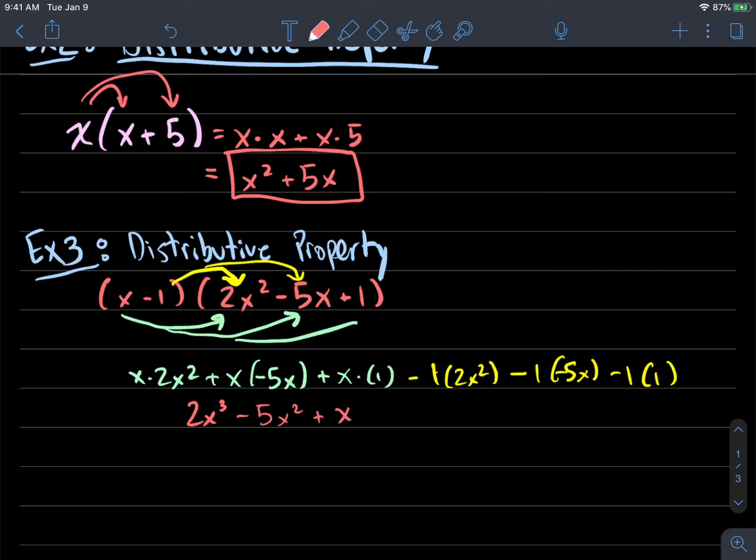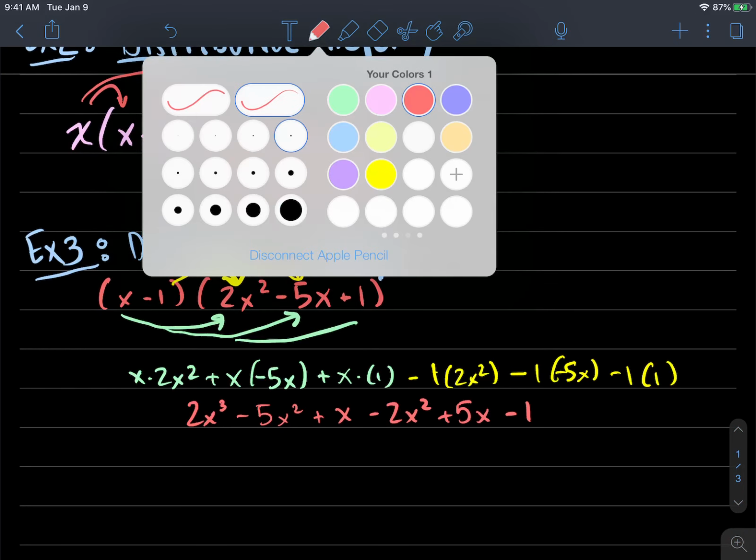Negative 1 times 2x squared is going to be negative 2x squared. And then negative 1 times negative 5 is going to be positive 5x. And then negative 1 times 1 is negative 1. All right, and now all we got to do is combine our like terms.